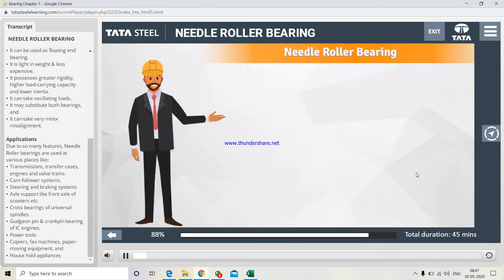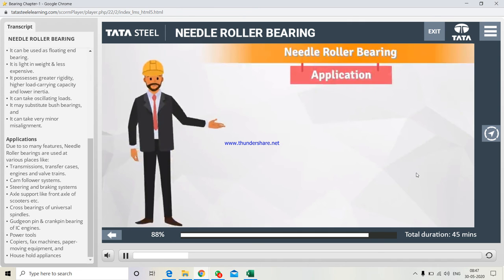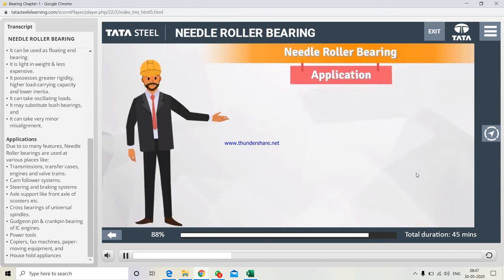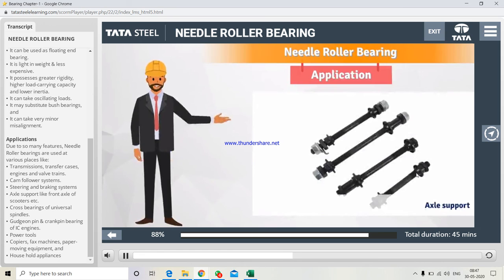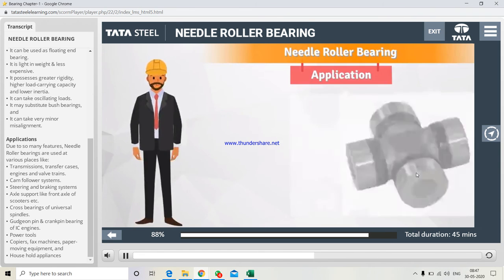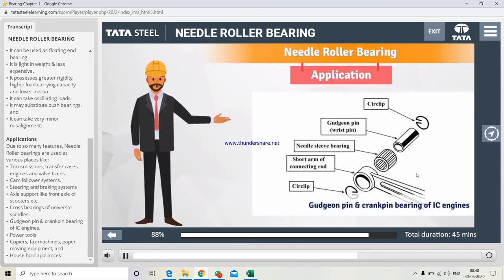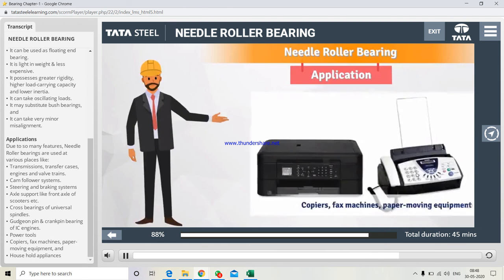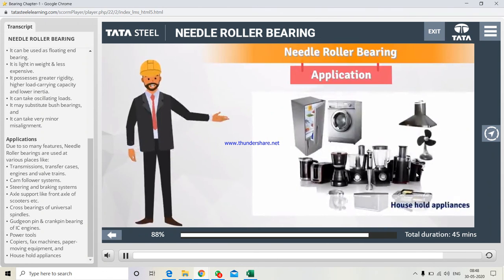Due to so many features, needle roller bearings are used at various places like transmissions, transfer cases, engines and valve trains, cam follower systems, steering and braking systems, axle support like front axle of scooters, etc., cross bearings of universal spindles, gudgeon pin and crank pin bearing of IC engines, power tools, copiers, fax machines, paper moving equipment, and household appliances.